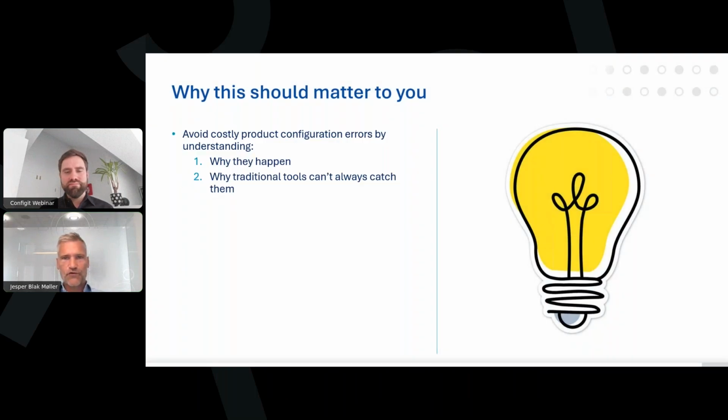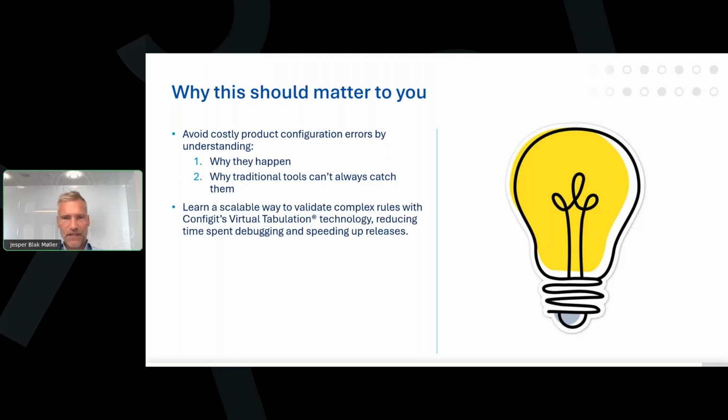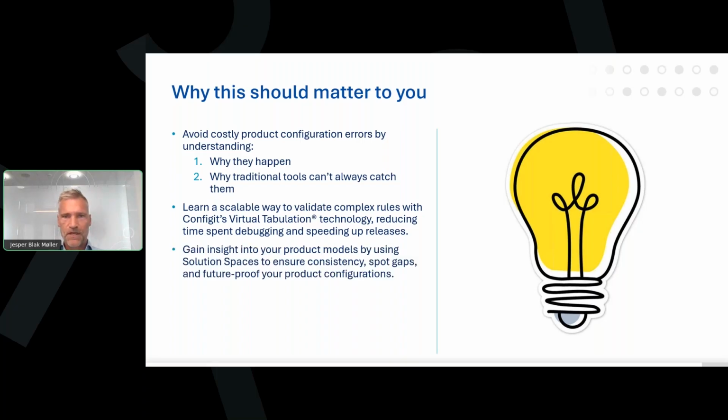In this presentation, you'll learn how to avoid costly product configuration errors by understanding why they happen and why traditional tools often can't catch them. I'll explain a new approach to validation of configuration rules based on a technology called virtual tabulation. And finally, I'll demonstrate how you can use interactive solution spaces to browse and explore product configurations in a graphical and very intuitive way. So overall, the goal of this presentation is to show you how you can improve quality, save time and money, reduce risk, and deliver better products faster. So let's get started.